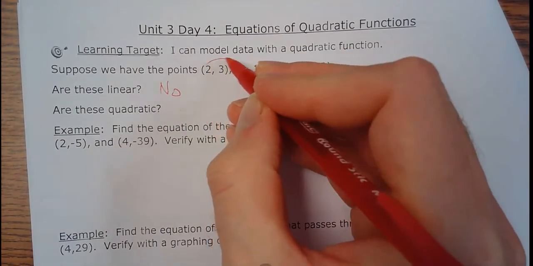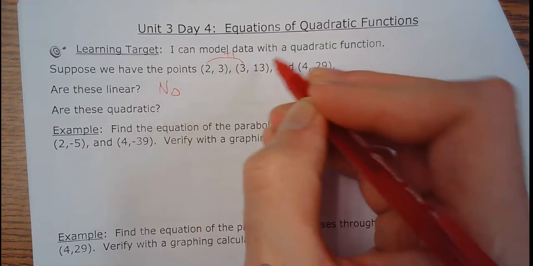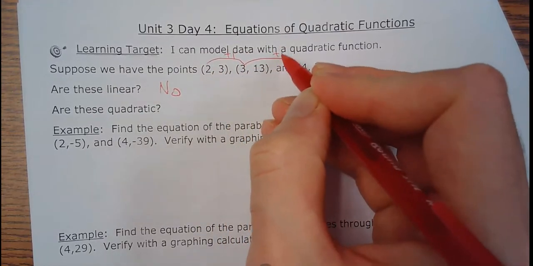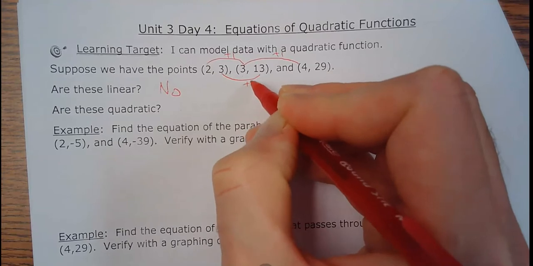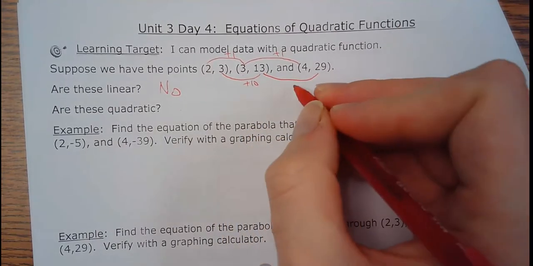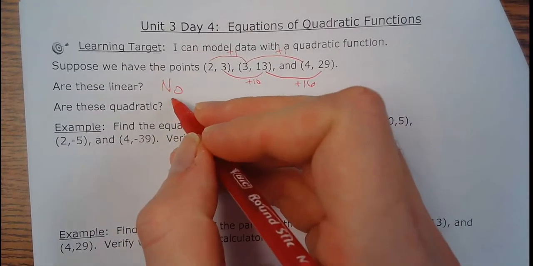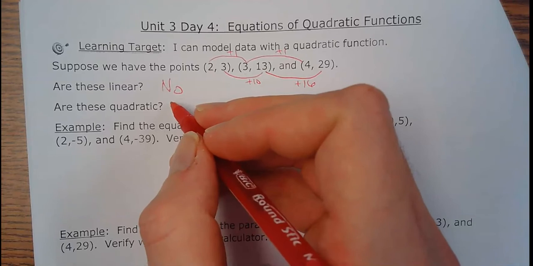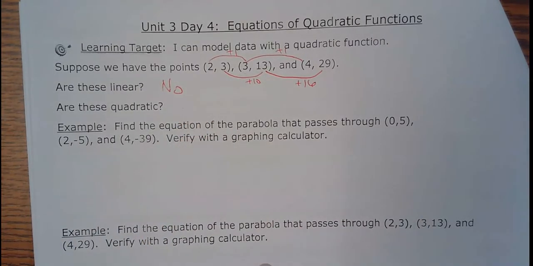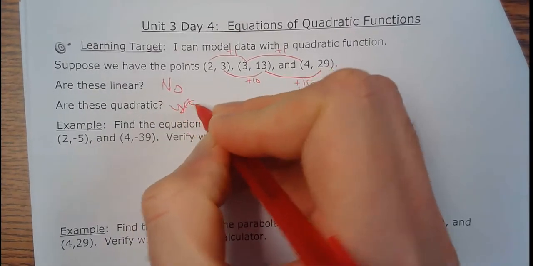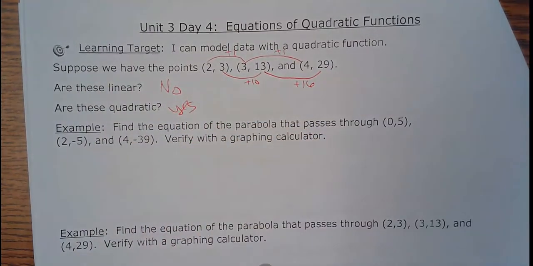Like I said, from 2 to 3 is plus 1, from 3 to 4 is plus 1. From 3 to 13 is plus 10, but then from 13 to 29, that's plus 16. That's a much bigger jump. So every time x goes up by 1, y goes up by more than it did last time. And so most likely that's quadratic. If we were to plot these, we could probably see that. In fact, maybe let's get back to that. I'm going to put yes, and if we get back to that, I'm going to show you how to look at that.